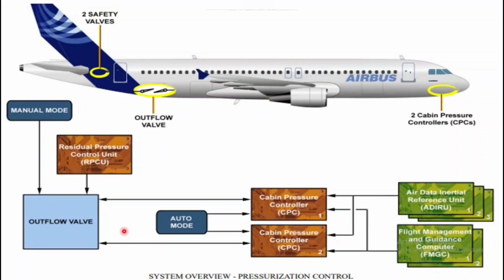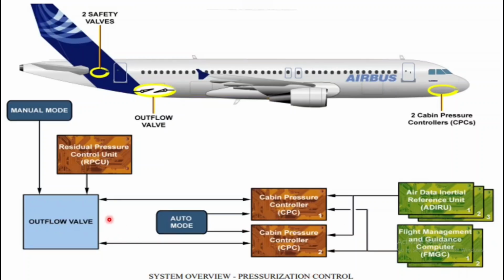The third motor is installed for the manual operation of the outflow valve. On this valve, there are three motors. In case both automatic systems fail, there is again a redundancy system in the Airbus 320 family. In case of failure of both automatic systems, what will happen?